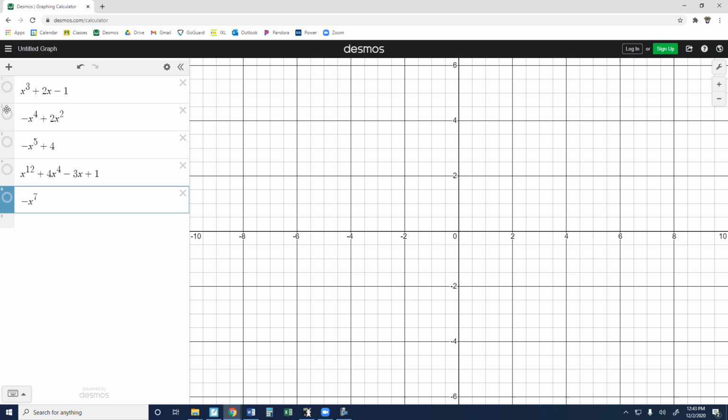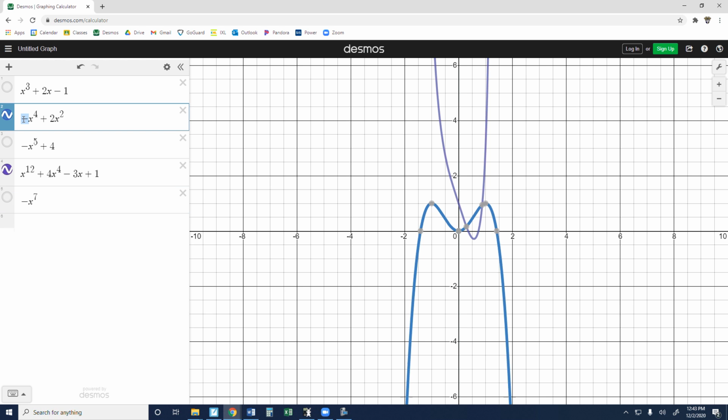Take a look at the other two. Their degrees are even. Their ends go in the same direction. So the x to the 4th, both of the ends go down. The x to the 12th, both of the ends go up. They go in opposite directions though. So x to the 4th is going down, x to the 12th is going up, and the reason for that is the negative in front.